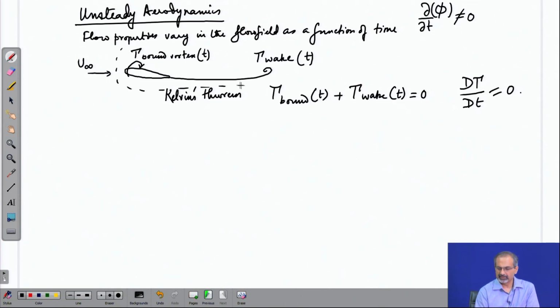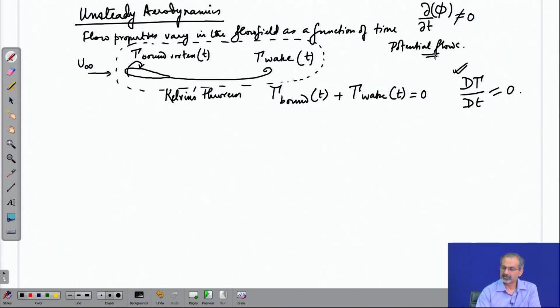So, we are tracking a set of fluid particles within which the vorticity remains conserved, and then the substantial derivative of gamma will be 0. Of course, we are talking about potential flows in the discussion here at this point.